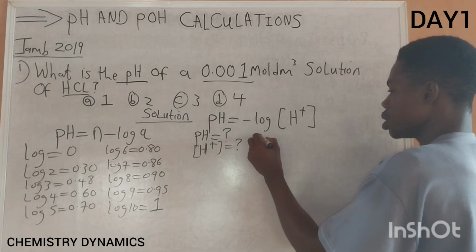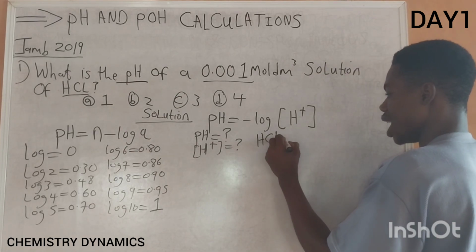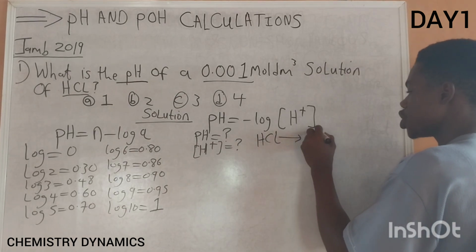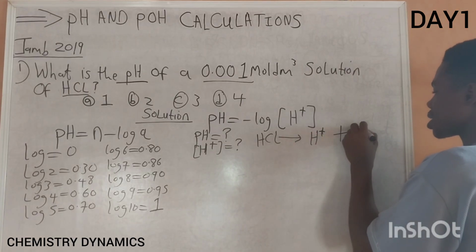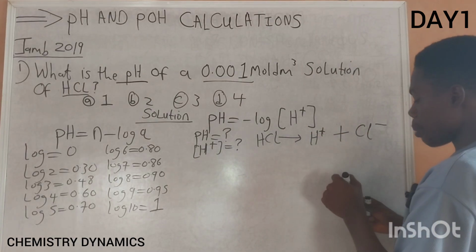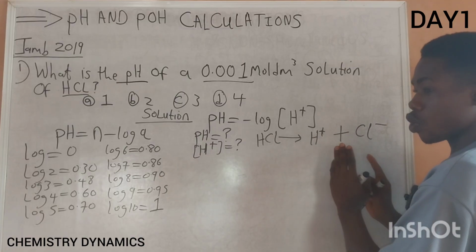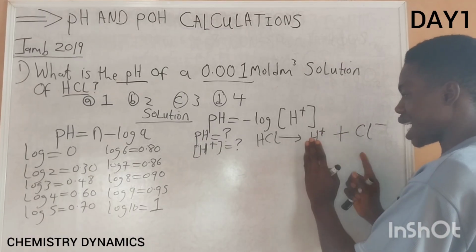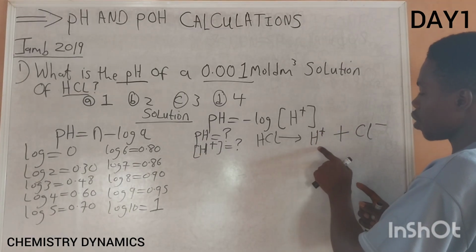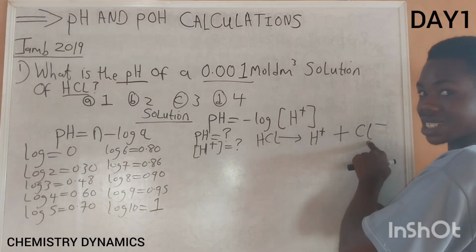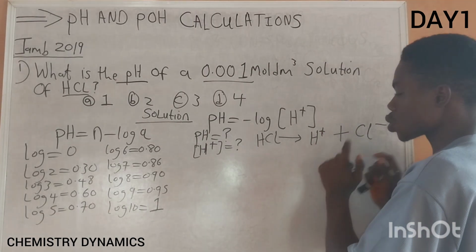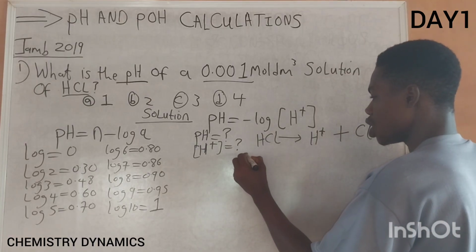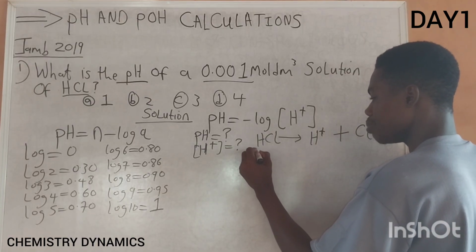In doing so, it will be HCl equals H plus, then plus Cl minus. This is our first step, because we're finding the basicity of this acid. So HCl will break and give us hydrogen ion plus chloride ion. Please take note of this. This is our first step.